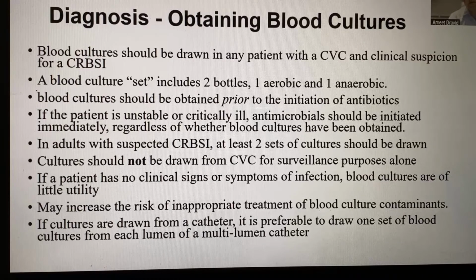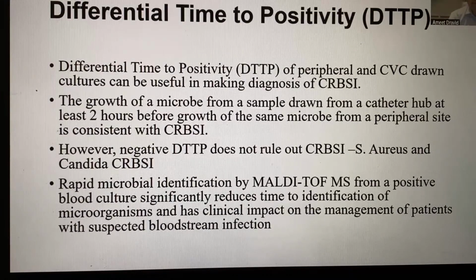One set is of 20 ml, one aerobic, one anaerobic. So 20 ml from the central line, 20 ml from the peripheral line. If a peripheral line is not available, the patient is very obese, the patient is on dialysis and the left hand cannot be used, and he has a multi-lumen catheter, then 1 set each from 1 lumen should be sent for diagnosis. What is differential time to positivity? That is essential for diagnosis of CRBSI. Differential time to positivity is the time when the blood drawn from the CVC came positive and the time when the peripheral vein blood came positive.